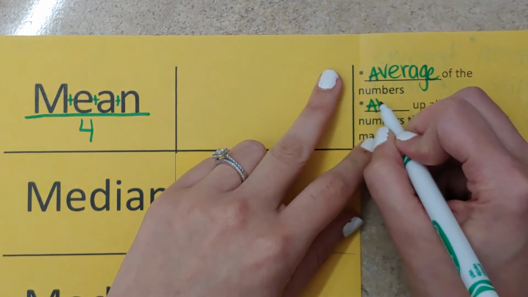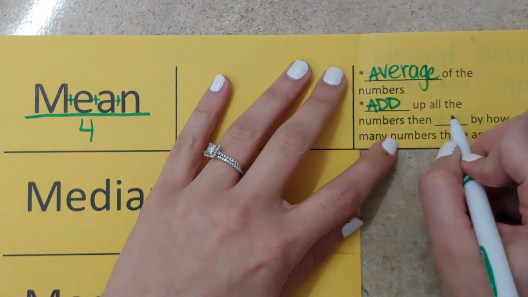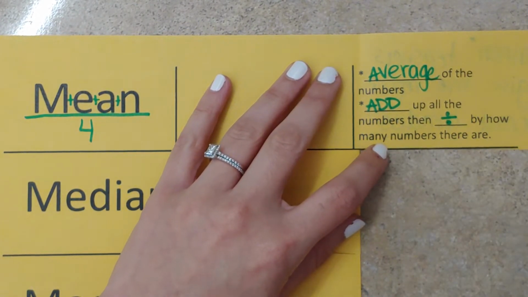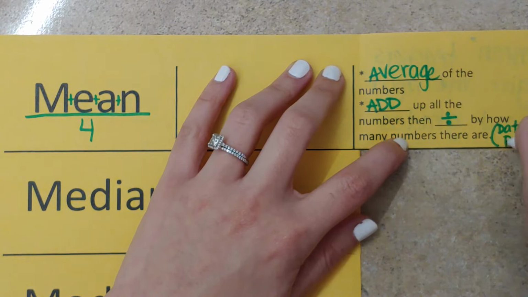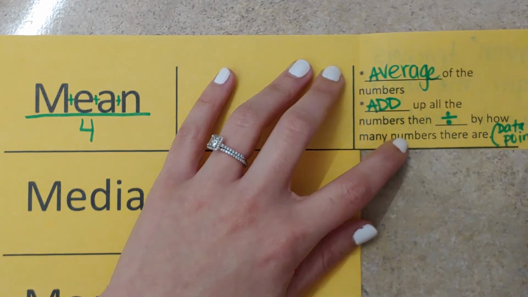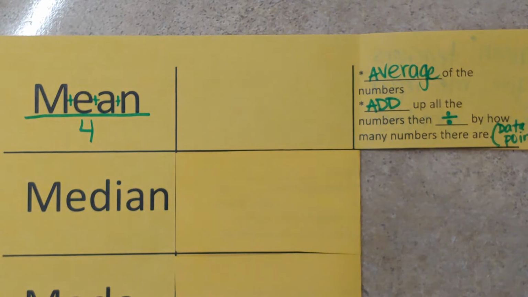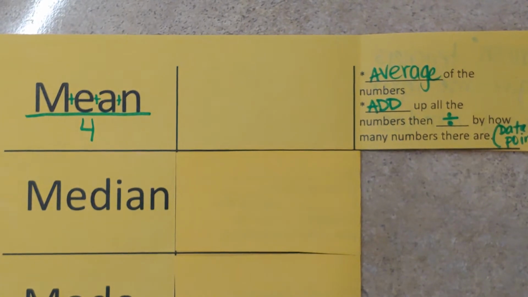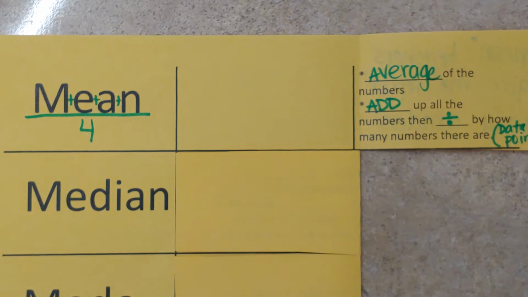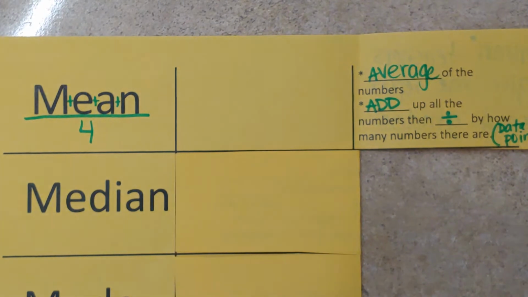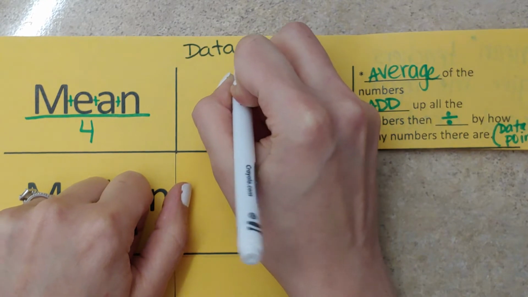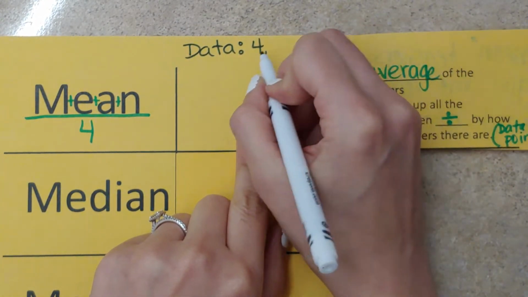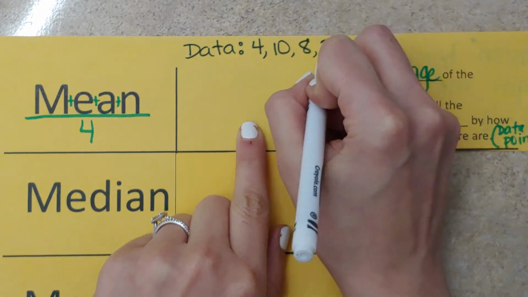So our first step is to add up all the numbers and then simply divide by however many numbers there are, or however many data points. Okay, and I would definitely be writing in pencil. I am writing in marker just because that is going to show up a little better for you guys. All right, so let's see. We're going to jot down an example on this blank inside flap. The first thing we're going to jot down is our data. Our data for this is going to be 4, 10, 8, and 2.